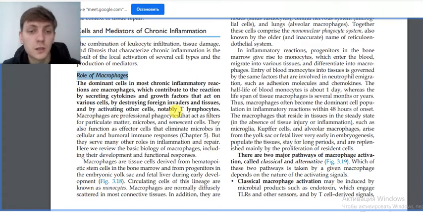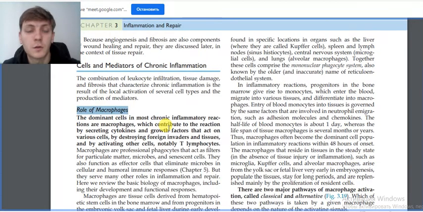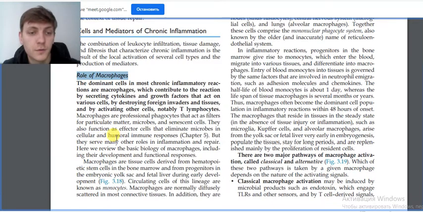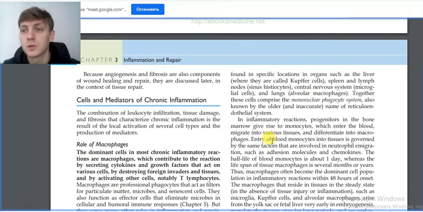In more detail, how T lymphocytes are attracted to the sites is a discussion for chapter number 5. Okay. Macrophages are derived from monocytes, I want to remind you, and they are produced in bone marrow.